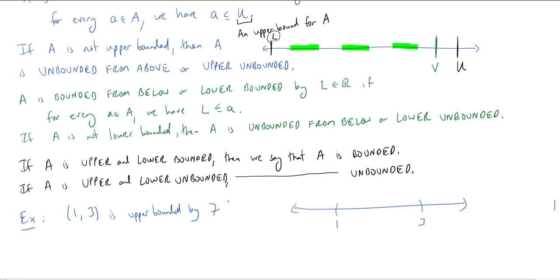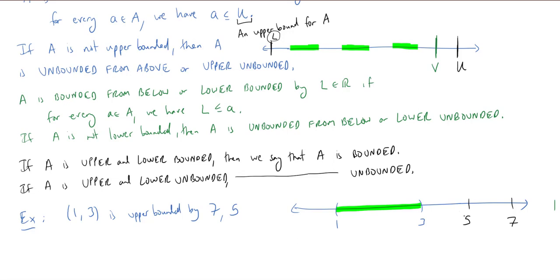So this is upper bounded by 7. I could extend this line quite a bit here, and I say, look, there's a 7. Nothing in the interval between 1 and 3 is bigger than 7, right? 7 is at least as big as everything in that interval. Of course, it's also upper bounded by 5. Nothing in the interval is bigger than 5.